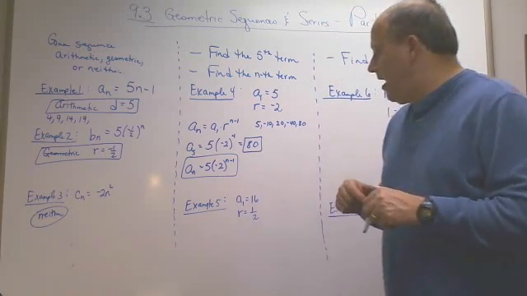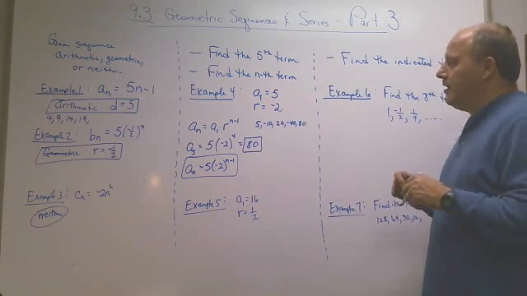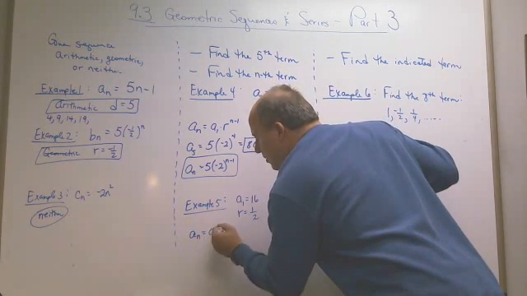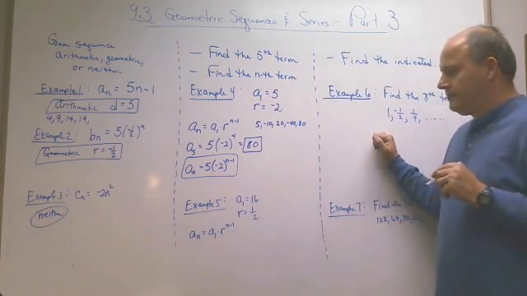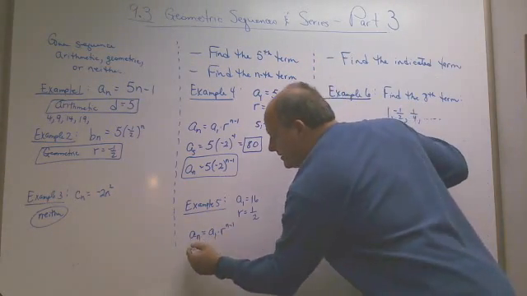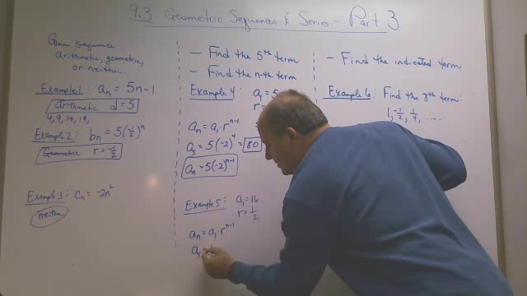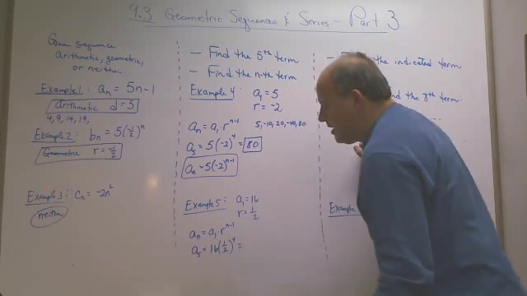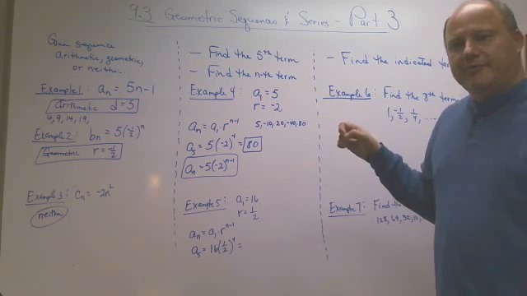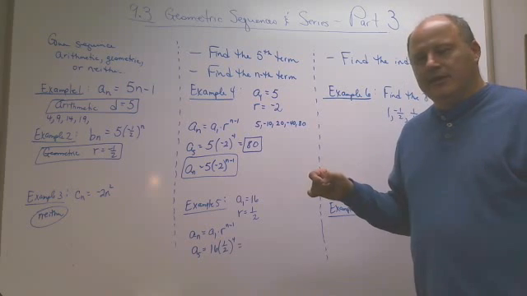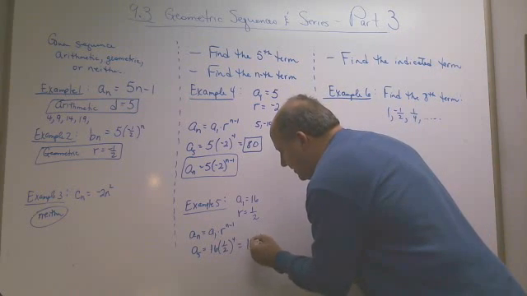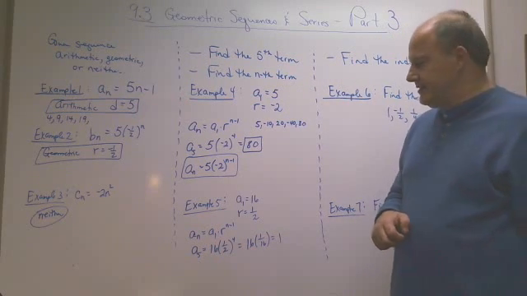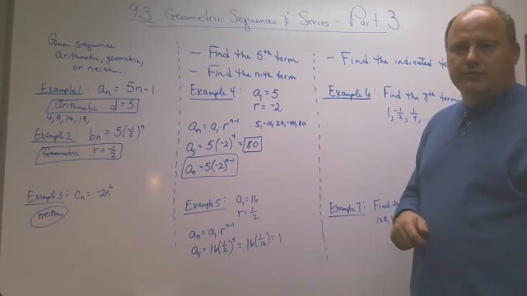So, now, example 5. Again, you use the same formula: a sub n equals a sub 1 times r to the n minus 1. So the fifth term is a sub 5 equals a sub 1, which is 16, times r, which is 1/2, to the 4th power. Pull out the calculator if you have to, but 1/2 to the 4th is 1/16. So it'll be 16 times 1/16, which is 1. That is the fifth term of the sequence, 1.